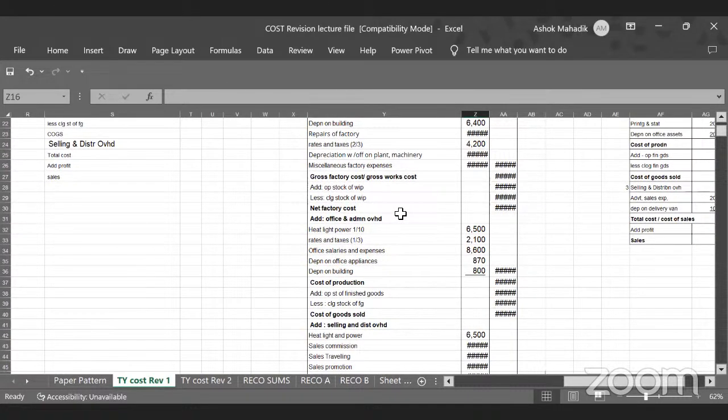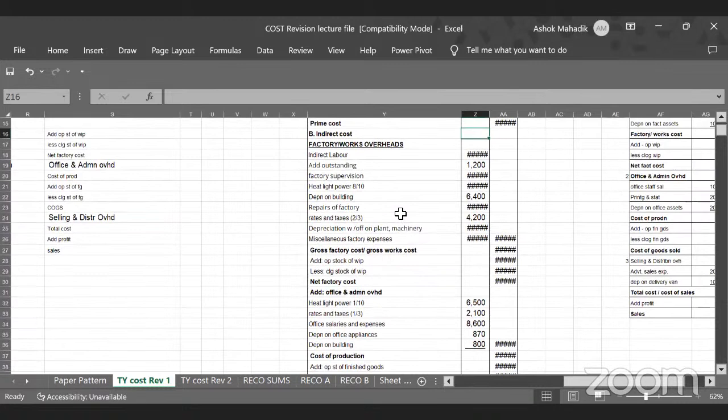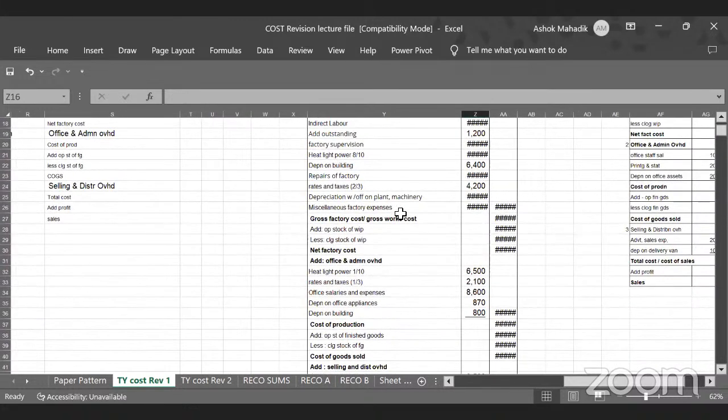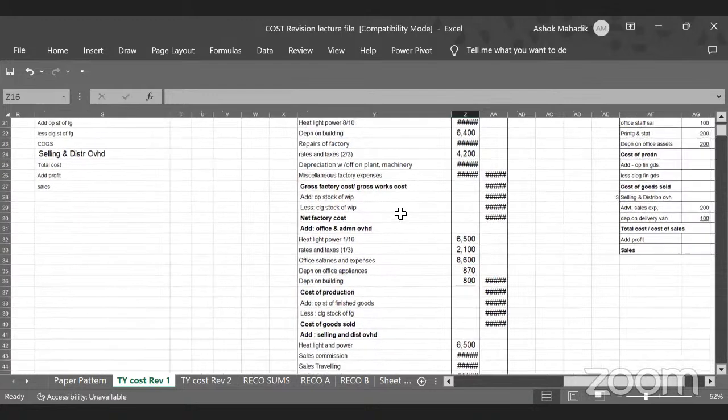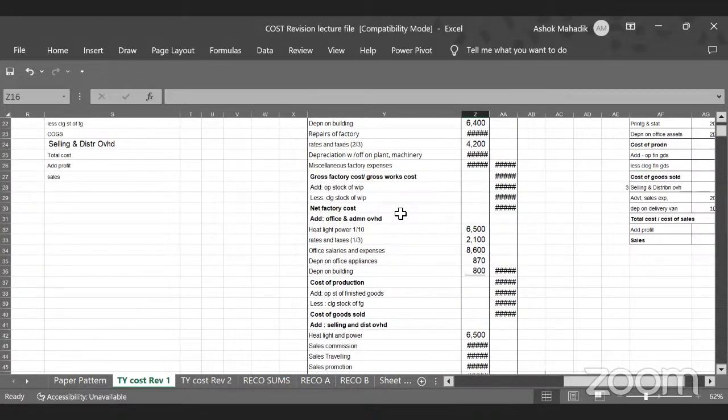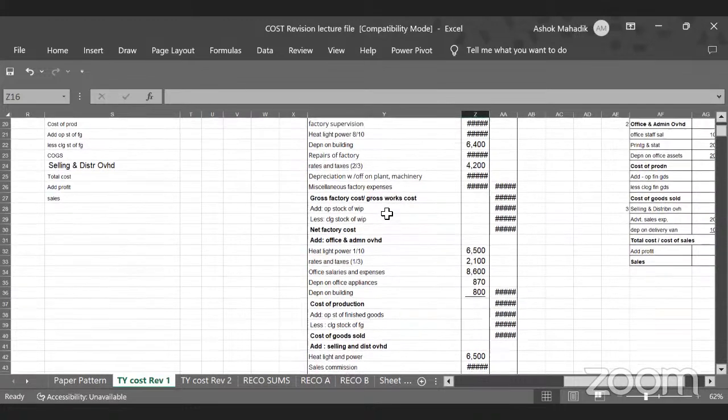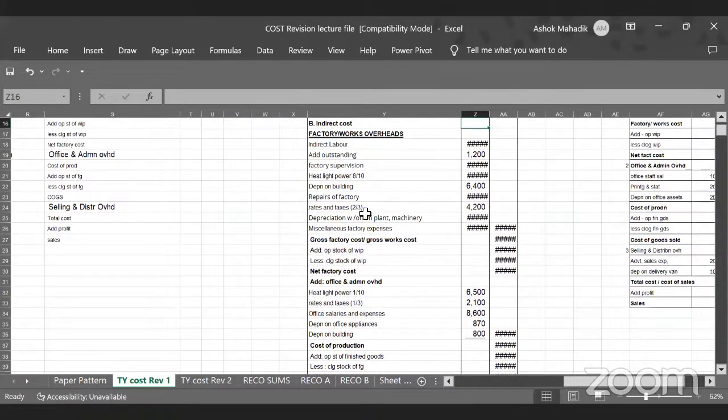After we add factory overheads to prime cost, we get gross factory cost. To that we add opening stock of WIP minus closing stock of WIP, we get net factory cost. Then next heading is office and administration overhead. Whatever expenses are shown which relate to office will be covered here. If the question says to apportion one specific expense into two parts, factory and office, then it will appear in both places. Like in this sum, heat, light, power is apportioned between factory and office in a given ratio, eight shares for factory and 2 shares for office. So this may happen.